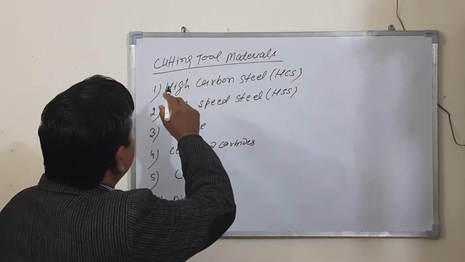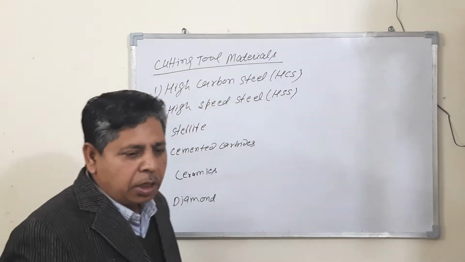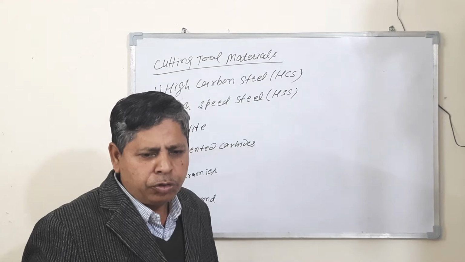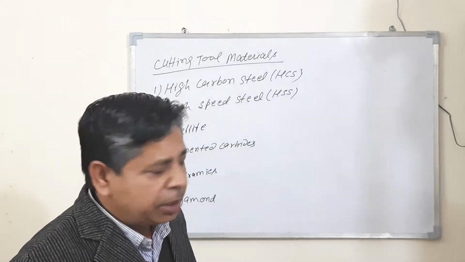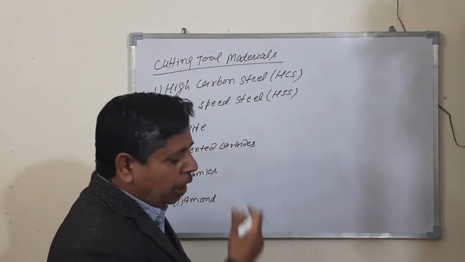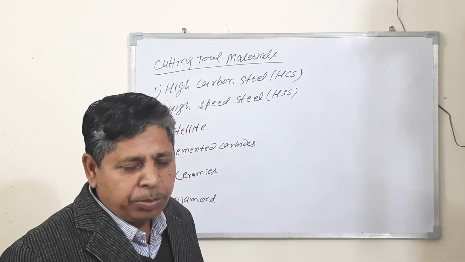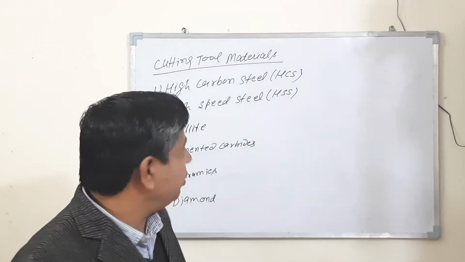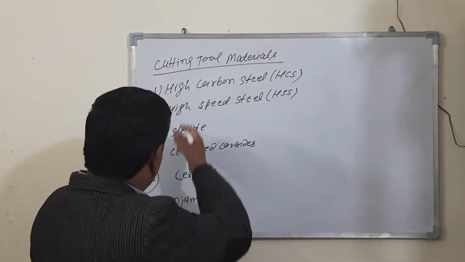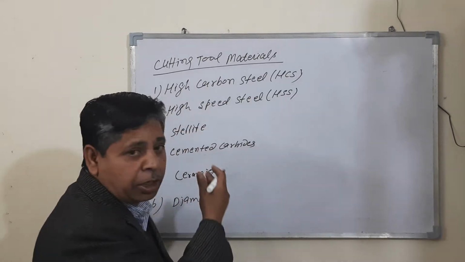My topic is cutting tool material. Cutting tool materials are generally used for manufacturing the cutting tools. The cutting material generally depends upon the nature of the workpiece and the nature of the service. These are the six types of cutting tools.